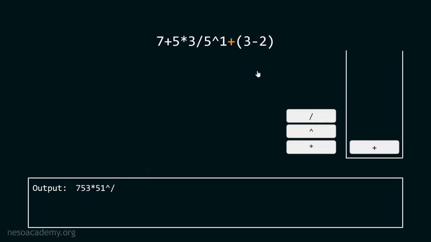After this, we have plus and plus. They both have the same precedence. This operator will get popped out of the stack and it will simply be printed onto the screen. Then we will push this operator onto the stack. Simple. I hope the idea is clear.